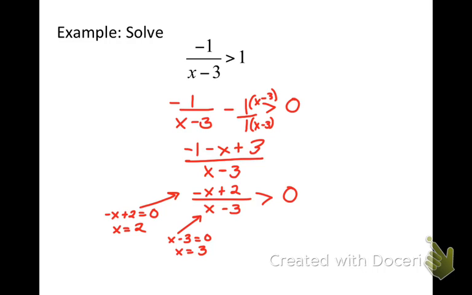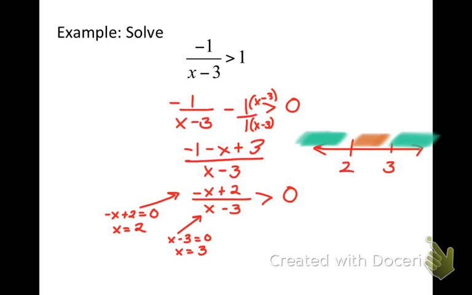Now I'm going to use these two numbers and throw them on a rough number line. So here's my rough number line. I'm going to have 2 here, 3 there. Now I'm going to have 3 different intervals: I have the outsides, and I have the inside. So I'm going from -infinity to 2, 2 to 3, and then 3 to positive infinity.